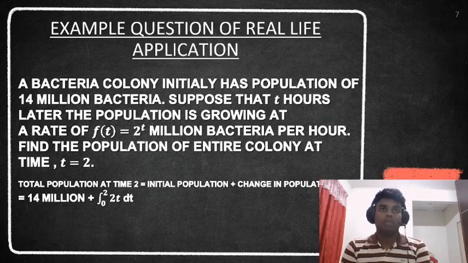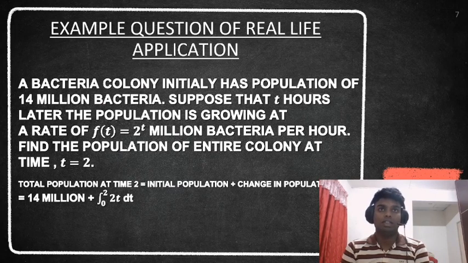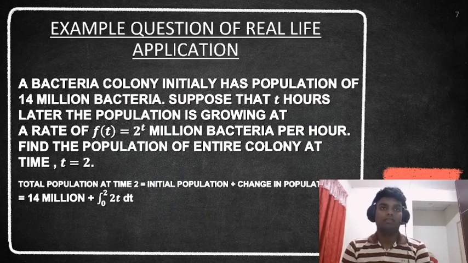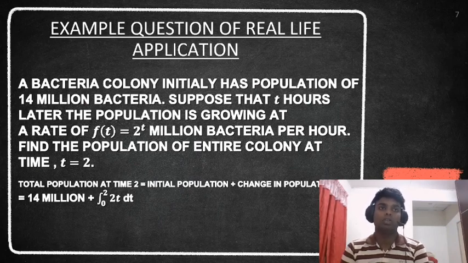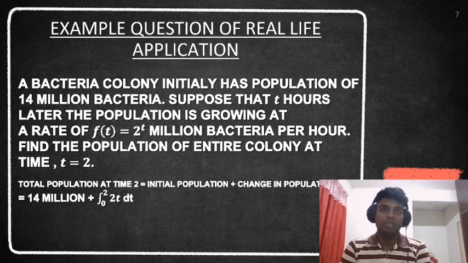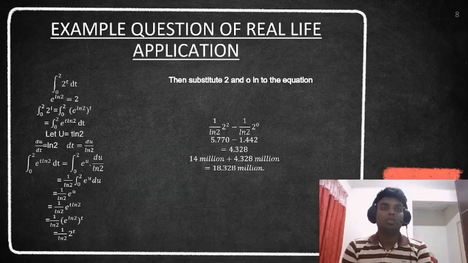The question is about a bacteria colony that initially has a population of 14 million bacteria. Suppose that t hours later the population is growing at a rate of f(t) equals 2t million bacteria per hour. Find the population of the entire colony at time t equals 2. So the total population at time 2 equals the initial population plus the change in population, which is 14 million, the initial population, plus the integral of 2t dt. So if you integrate, you will get the change in population. So these are the workings.